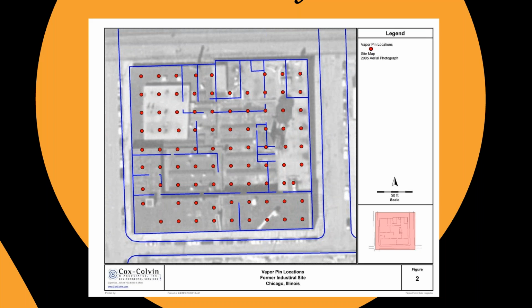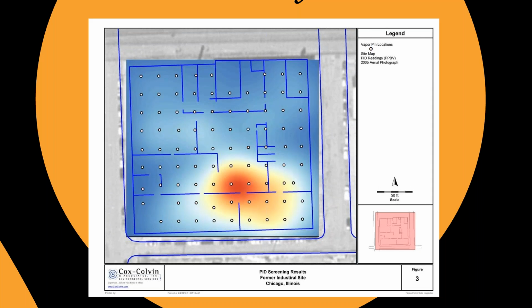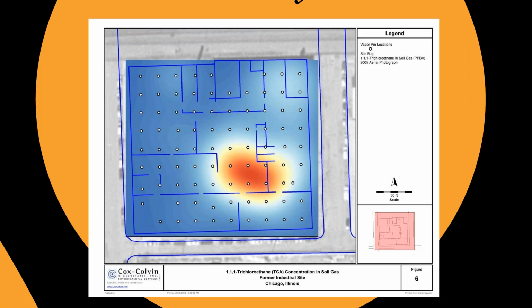It wasn't very expensive. The PID readings showed that there was a hot source down in the bottom part of the building there. When we got our results back, it matched up very nicely with the PCE readings that they had. And they also had some 111 TCA concentrations that were high in that area.